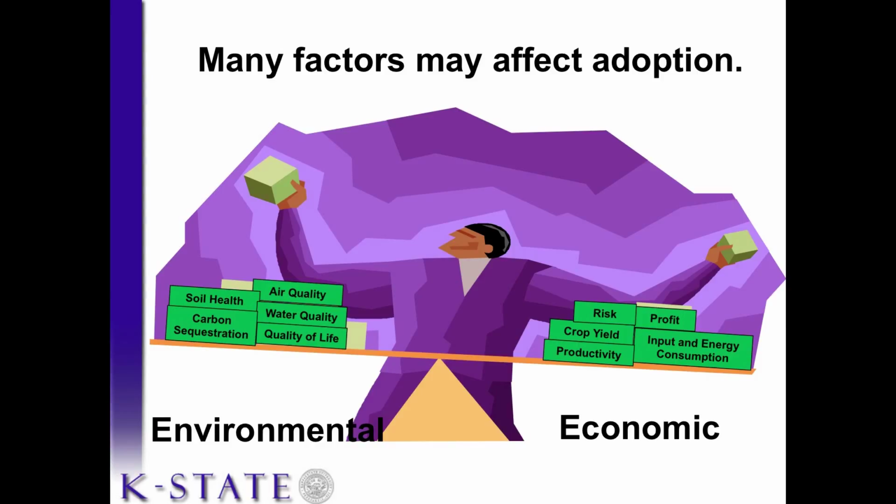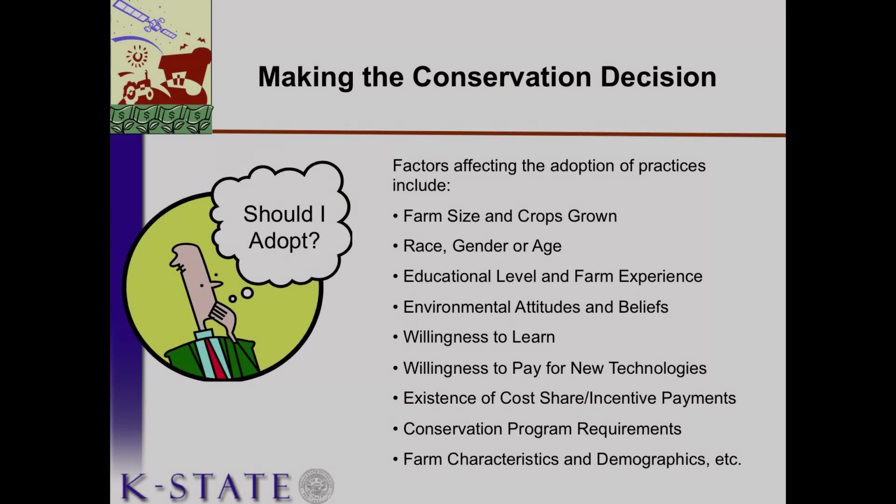So there's many factors that come into adoption. And we've talked a lot about these, the economic and the environmental factors. And so what are some of these more socioeconomic factors that we look at in economics? So we looked at farms, a lot of different factors. Farm size, what crops do you grow, demographics such as race, gender, age, your education level and farm experience. What are your perceptions and beliefs? Culture, that's a big one. Your environmental attitudes. Are you willing to learn?